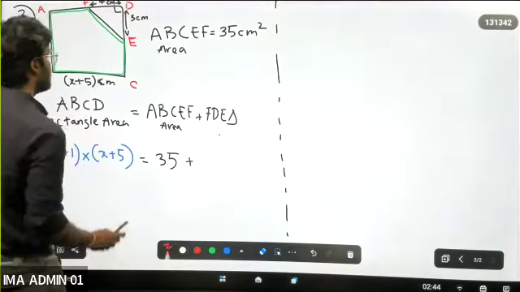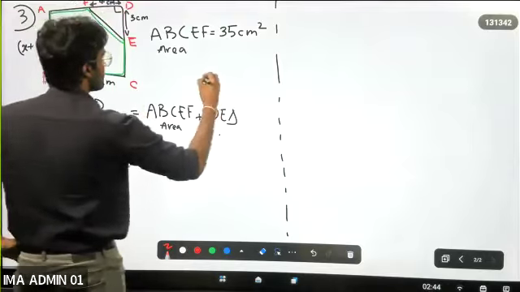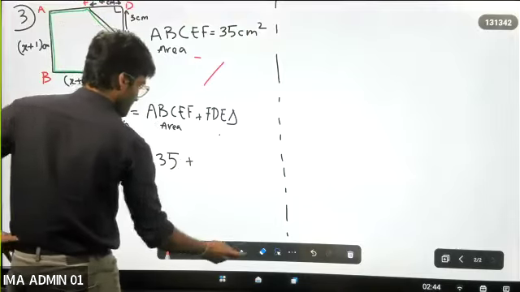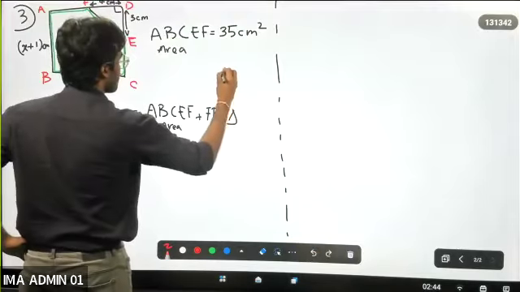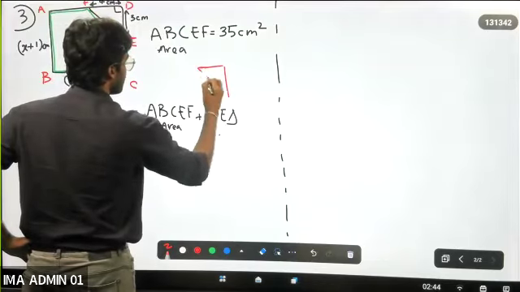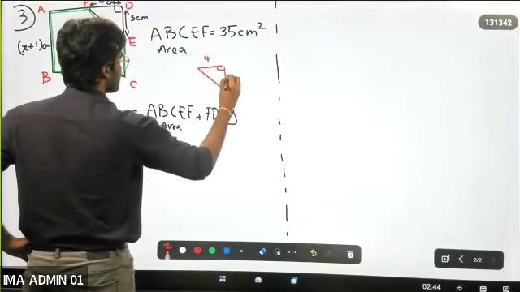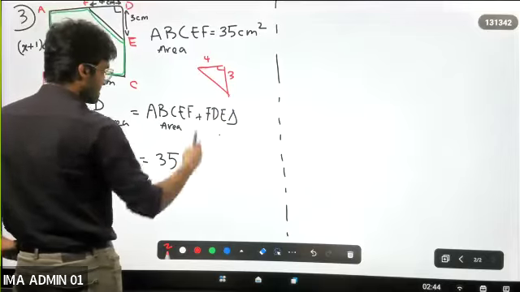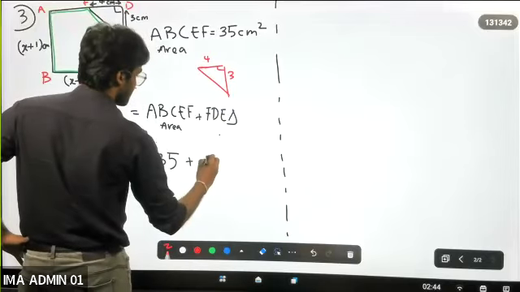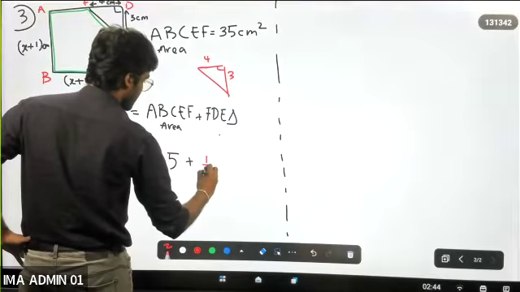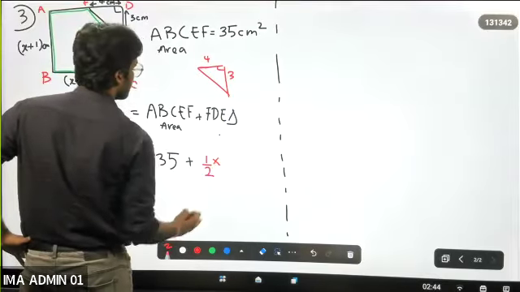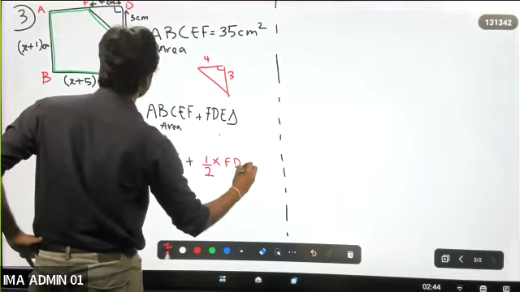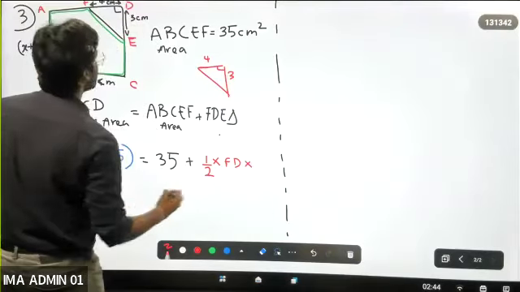FDE, how to find out the FDE? Here you have given, if I draw a small FDE here, the FDE triangle, this is given as 4, this is given as 3. Then you could consider this as base and this as height, or either way, right? So I will write down what's the equation for triangle. 1 by 2 multiplied by base, what is it? FD multiplied by DE.